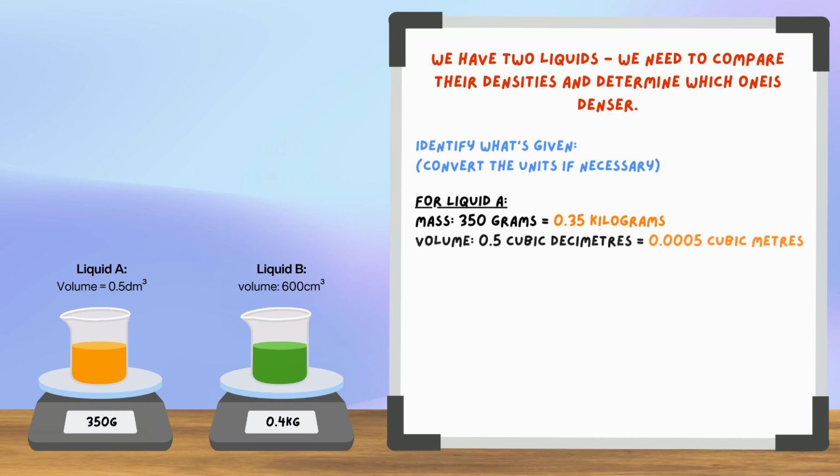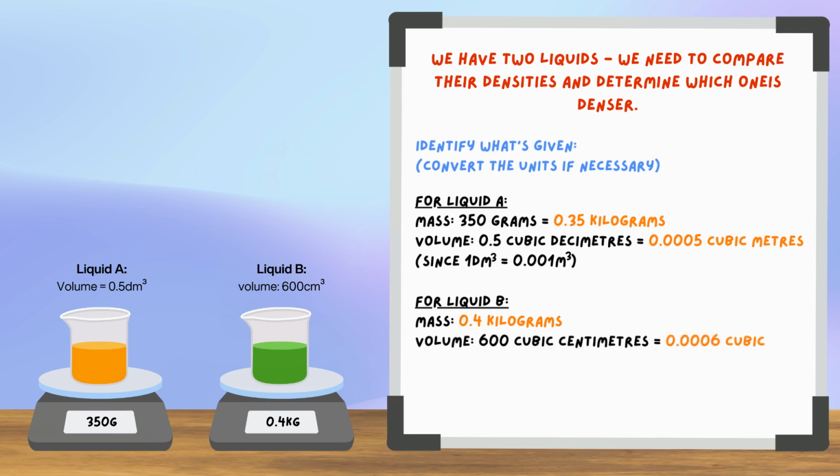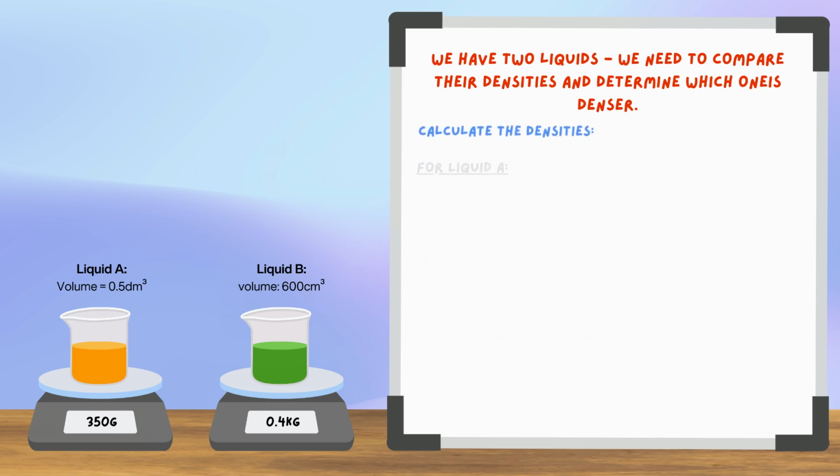The volume can also be converted from 0.5 cubic decimeters to 0.0005 cubic meters, since 1 cubic decimeter equals 0.001 cubic meter. For liquid B, its mass stays as 0.4 kilograms, but we need to convert its volume from 600 cubic centimeters to 0.0006 cubic meters, as 1 cubic centimeter equals 0.000001 cubic meter. Then we calculate the densities.